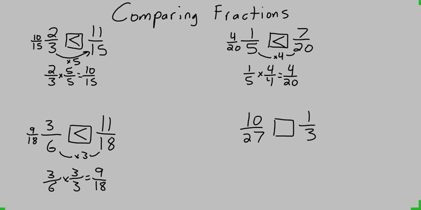And finally, we have 10/27 compared to 1/3. Well, 3, I can multiply by 9. Will give me 27, so I bring 1/3 down. I'm going to multiply by 9 over 9, and ends up giving me 9/27. I'm going to bring that up here, 9/27. Well, 9 is less than 10, so 10/27 is the greater fraction.